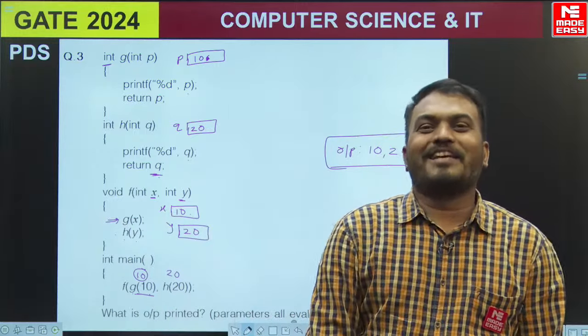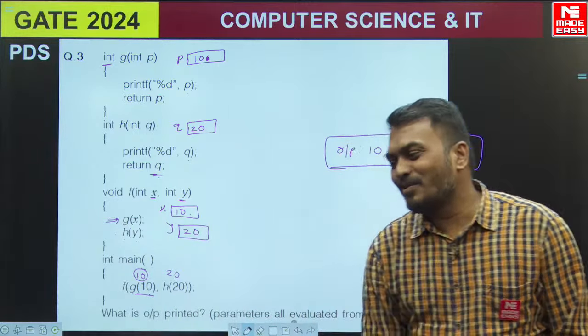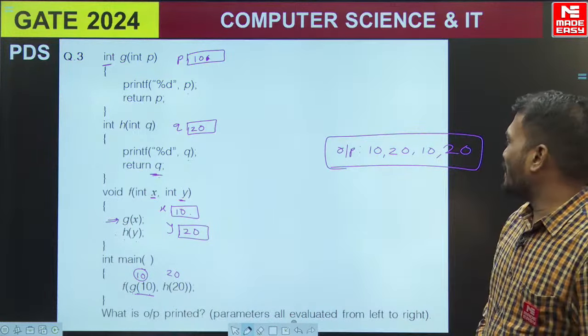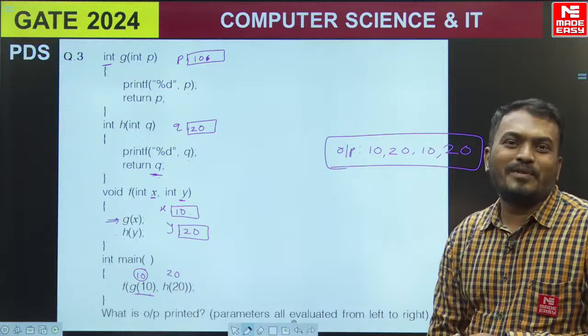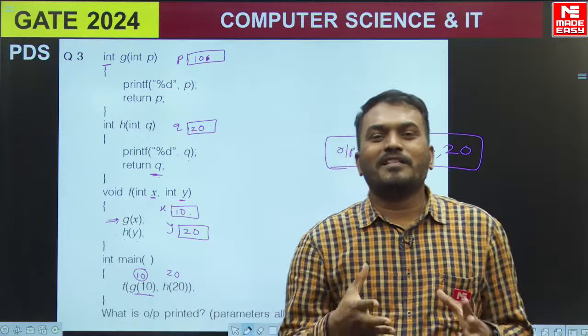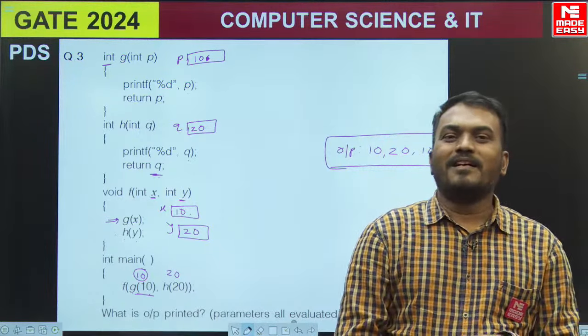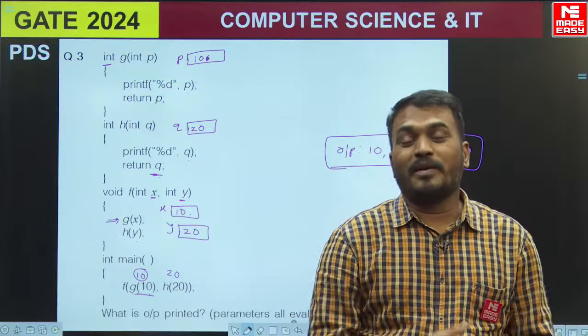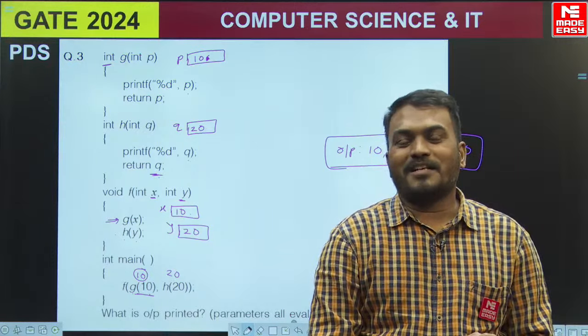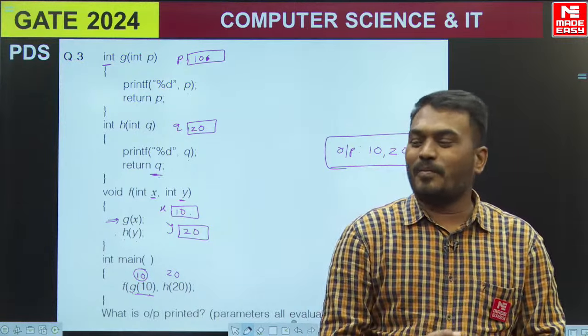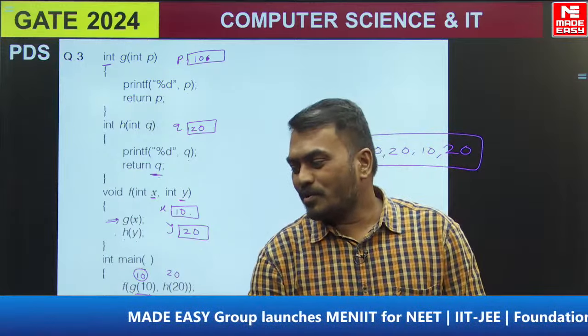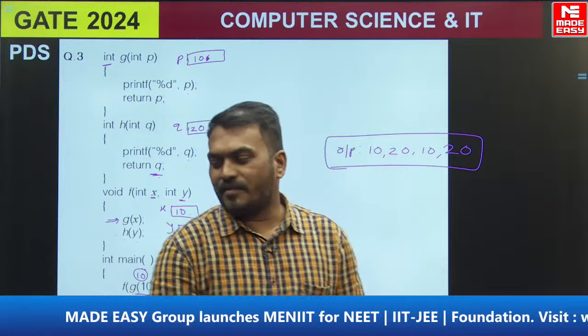I don't understand what this question is about. You are very lucky if you solve this question. It is very simple. Generally we discuss very tough, complicated concepts like static variable, static scoping, call by reference, dynamic scoping, so many things. All these questions are very simple and straightforward.